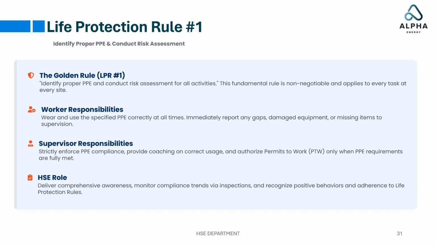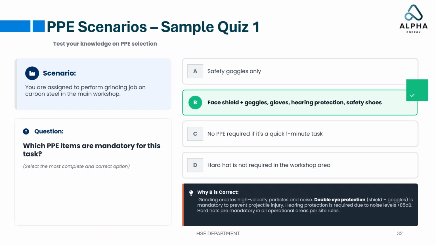Workers must correctly use specified PPE and report any equipment gaps or damage. Supervisors are tasked with strictly enforcing compliance, providing coaching, and authorizing permits to work, PTW, only when all PPE requirements are met, and the HSE department is responsible for delivering awareness, monitoring compliance trends through inspections, and recognizing positive safety behaviors.